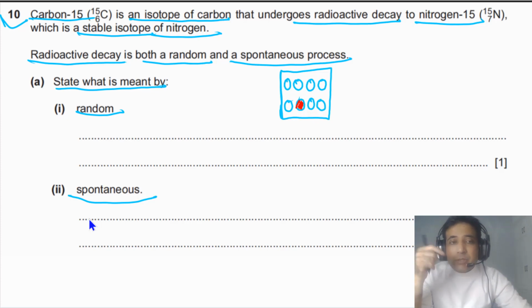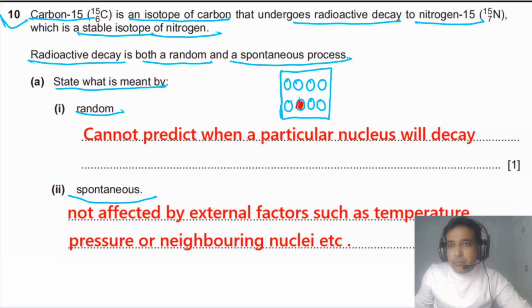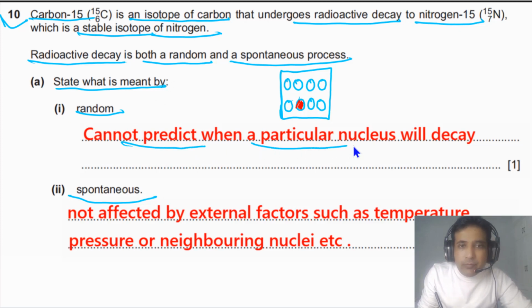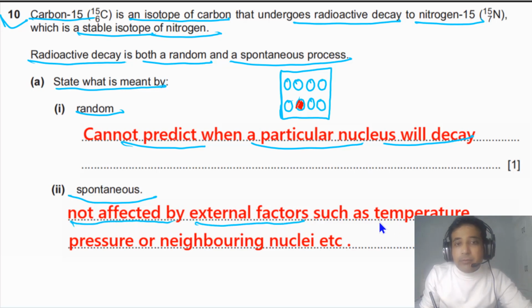Let's try to write down the answers. In your answer, you can mention these points. You can write down: cannot predict when a particular nucleus will decay. You can also say for spontaneous, it is not affected by external factors such as temperature, pressure, or neighboring nuclei. So if you write down these 2 points, you will get 2 marks.